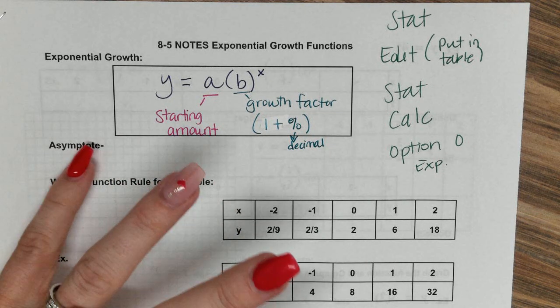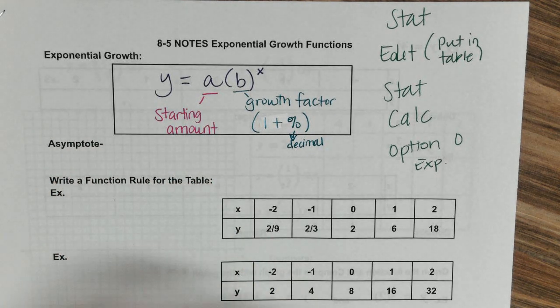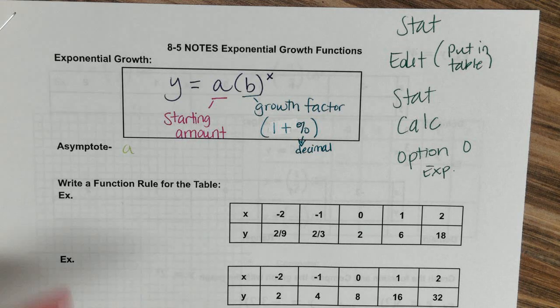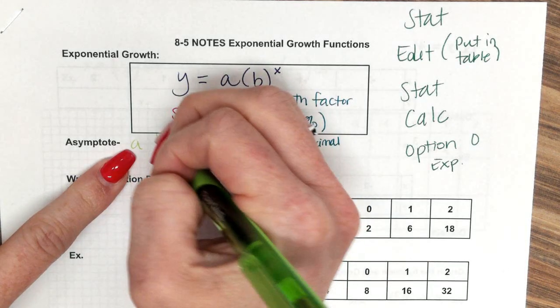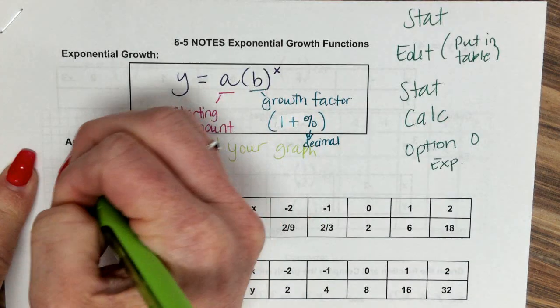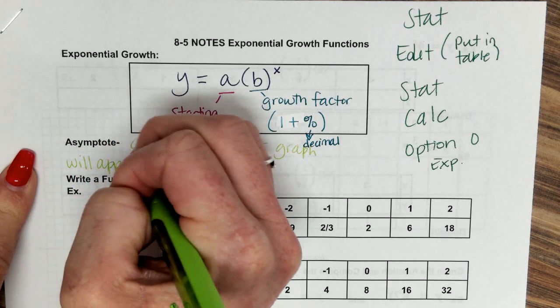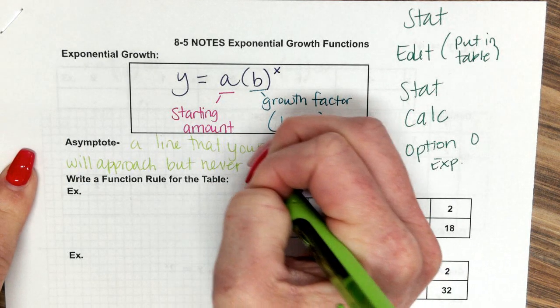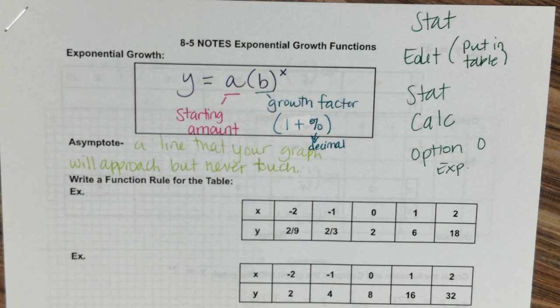Okay, there is a vocabulary word I want you to be aware of. It's called an asymptote. An asymptote is a line that your graph will approach but never touch. So we're going to write that down. It is a line. Can y'all see that? Yeah. You can see that color? Okay. A line that your graph will approach but never touch. And I'll show you before we move on.